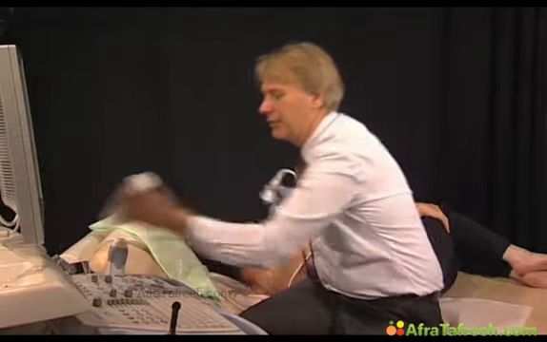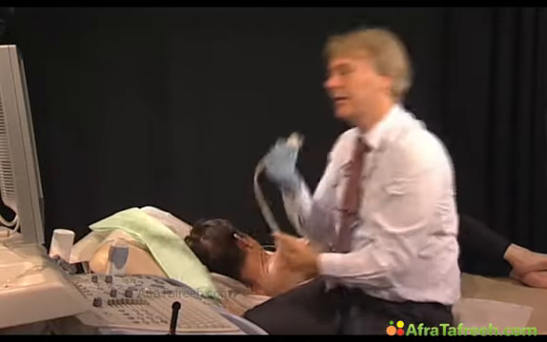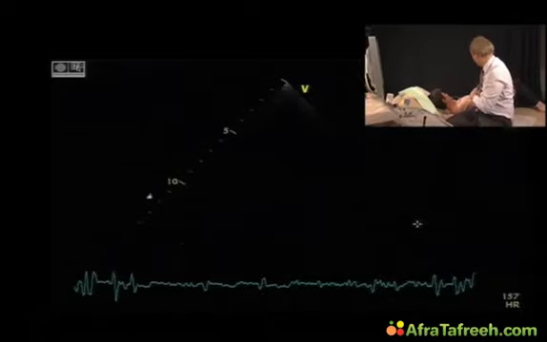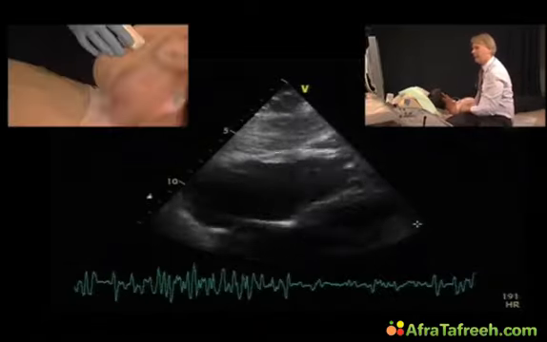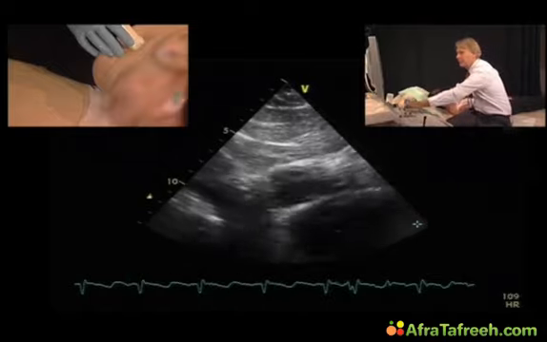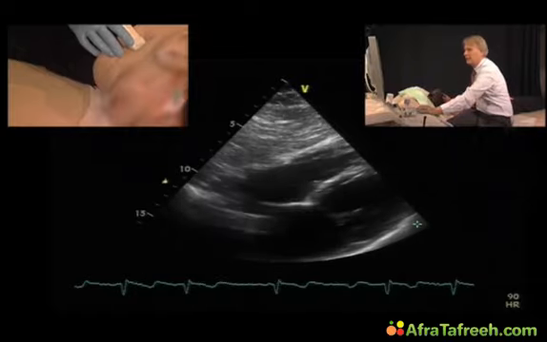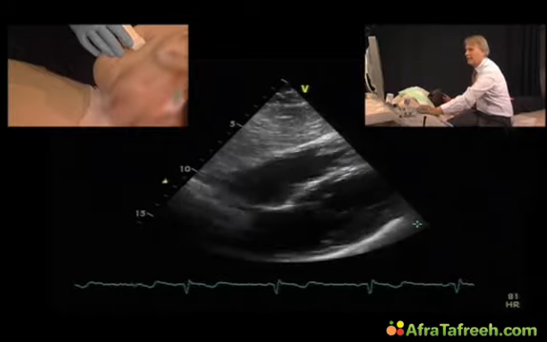In some patients who have very poor image quality, we can also try to image the tricuspid valve from a subcostal position. I'll try to do that now. You see, this is the four-chamber view, the subcostal four-chamber view. And even here we can take a look at the tricuspid valve.